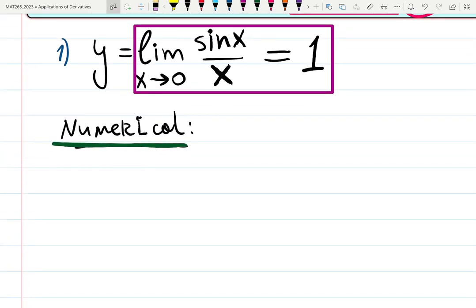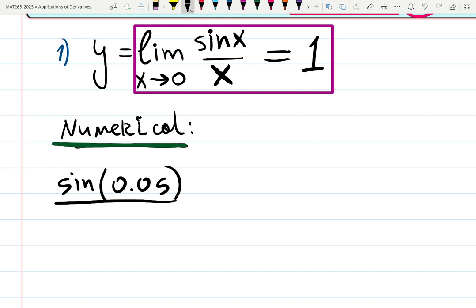So sine x over x when x approaches 0. Let's check numerically. You can use any kind of tool, including a calculator or not. What happens when we are close? Well, 0.5 is not very close. Close to 0 from the left and from the right.